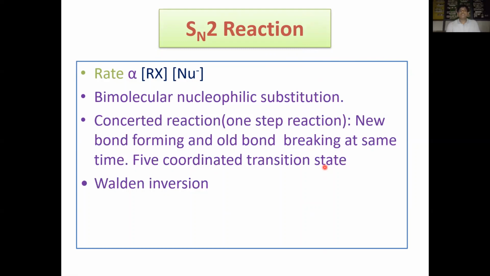And there is a Walden inversion. It is also called umbrella inversion. Here, there is an inversion of configuration at the reaction center. It was identified by Walden. That's why it is named Walden inversion. And there is no racemization, meaning you will get only a single enantiomer. There is no mixture of two enantiomers.